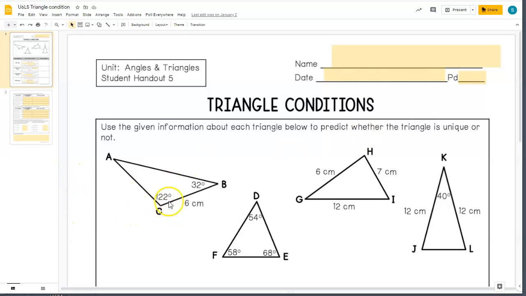So if we think about this, well, we've got these two angles and this side length. Because we know these two angles, we know this angle, and all three angles are fixed, and since this side length is fixed and that angle is fixed and that angle is fixed, there's only one point they can meet. So this one is unique.